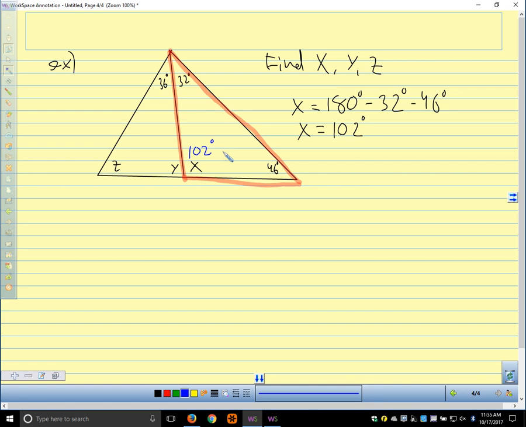So I agree that was one that jumped out at me that seemed like the easiest. What looks pretty easy to find? Yeah. Y. And how are we going to go about that? Right, these two are a linear pair. So we're going to subtract from 180. So y equals 180 minus 102. So we get 78 degrees.